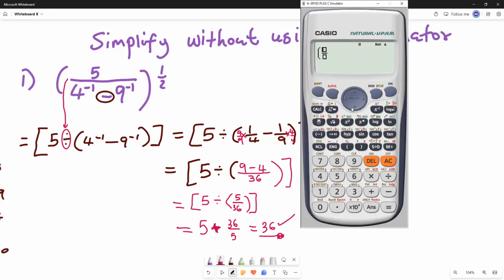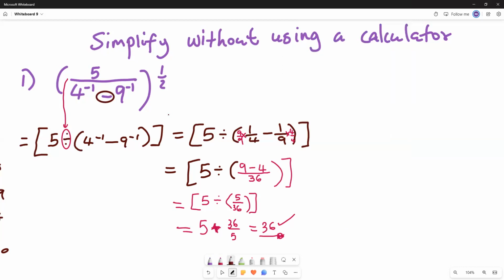So I have 5, I have 4 to the power negative 1, I have minus 9 to the power negative 1, and then I have close bracket to the power of half. So they say to the power of half. Oh, I forgot the half, ladies and gents. You see? Oh, perfect. I forgot the half. So I need to put the half there. I need to put the half here.